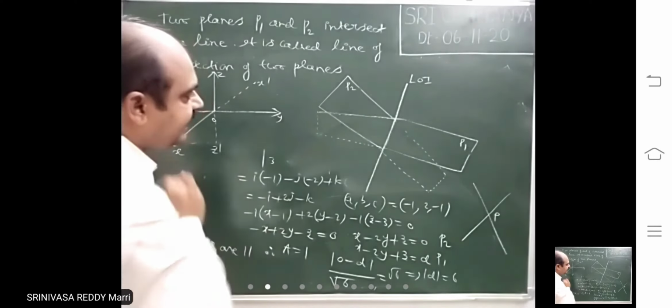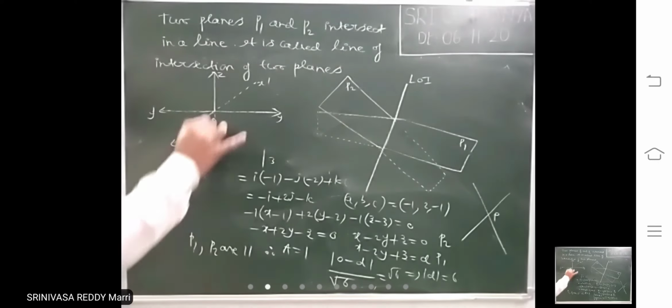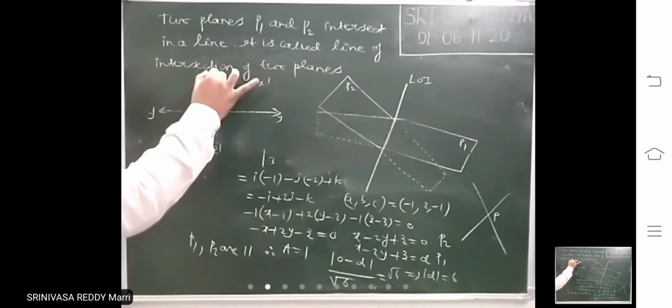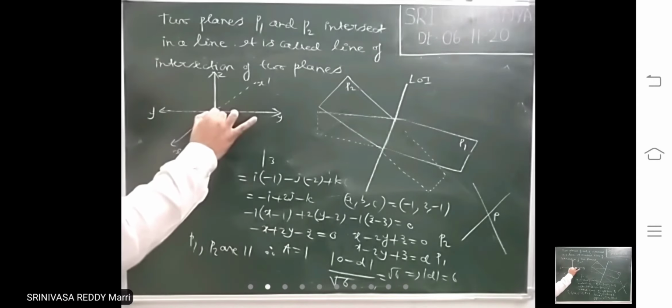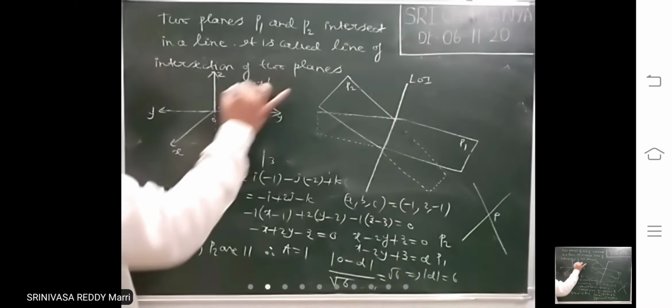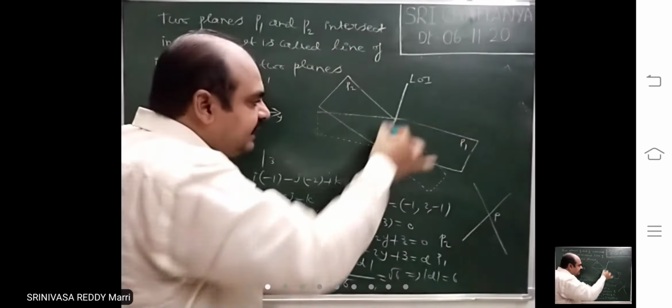Similarly, for the yz plane and zx plane, what is the line of intersection? It is zoz'. Similarly, for the xy plane and zx plane, the x-axis is the line of intersection. Like that, they will intersect in a line, that is called the line of intersection.